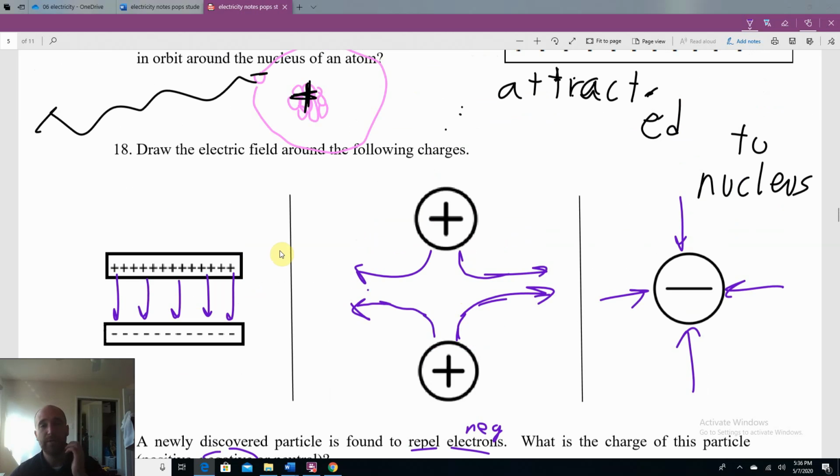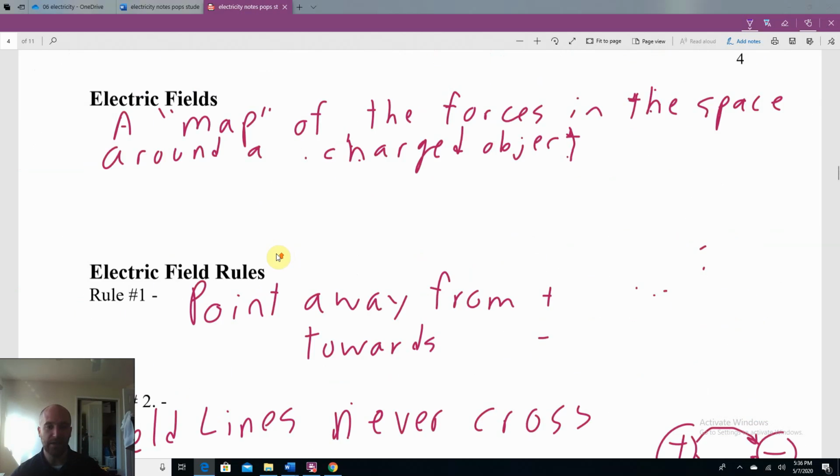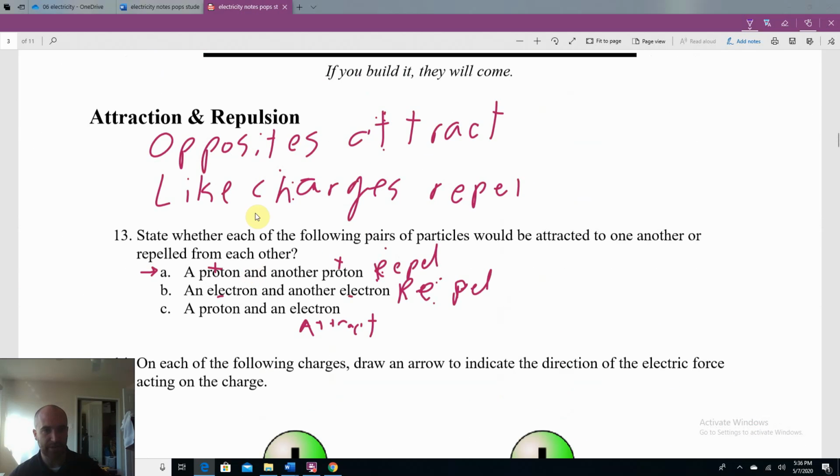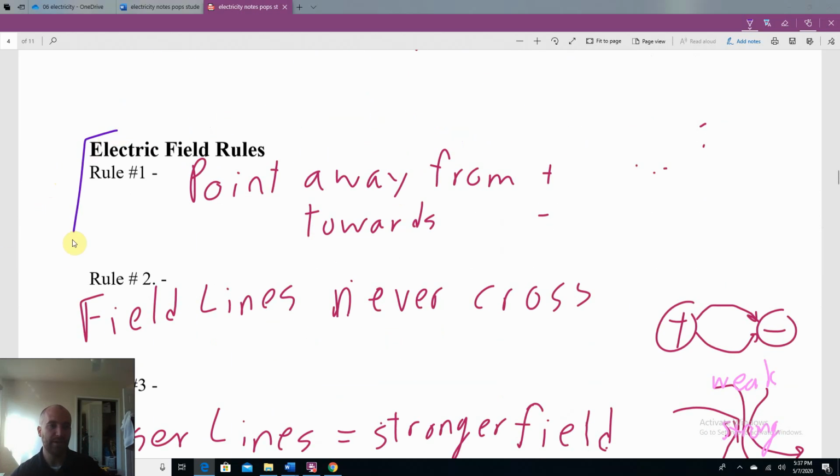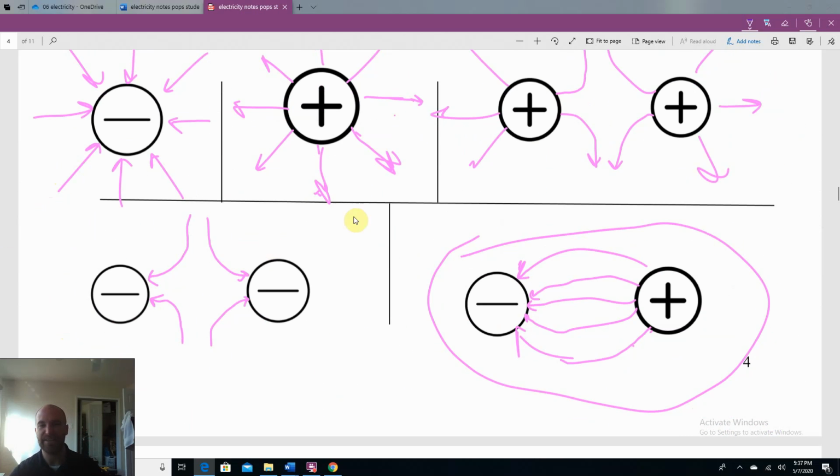Okay, that's it. So what I wanted you to get out of this, to make this as short and simple as I can, is opposites attract, like charges repel. And I want you to understand that fields are this map of the forces around an object, and that you can draw them basically by following this set of rules. Everything I would possibly ask you is in this setup right here. These field lines point away from positive and towards negative.